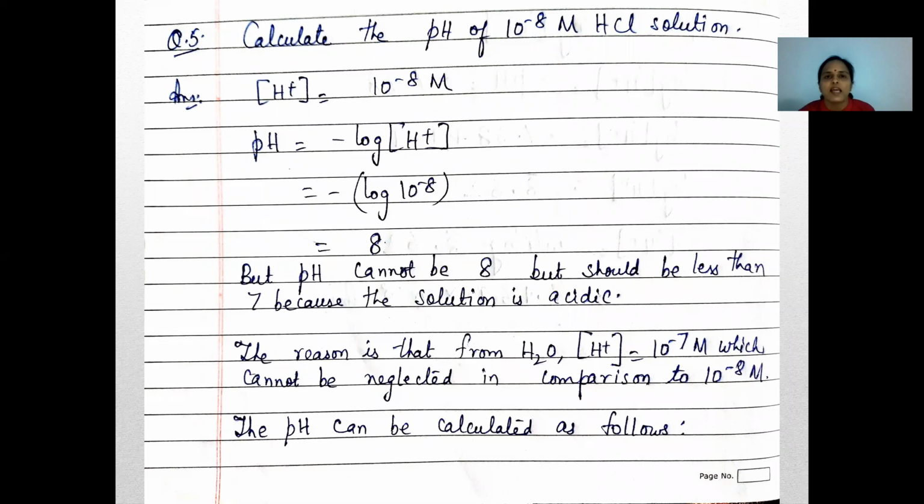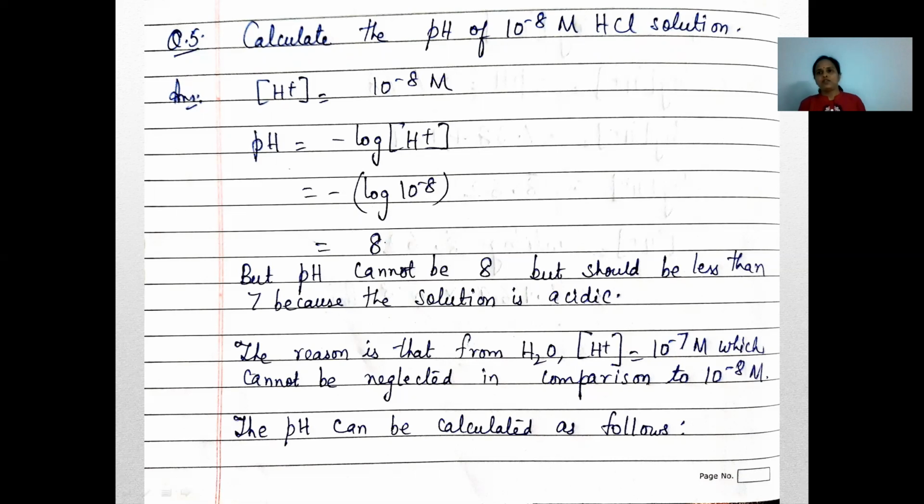And the question is, calculate the pH of 10 raised to minus 8 molar HCl solution. So you see here, H plus ion concentration is given as 10 raised to minus 8 molar. So pH is equal to minus log H plus, minus log 10 raised to minus 8. And its pH value comes out to be 8.